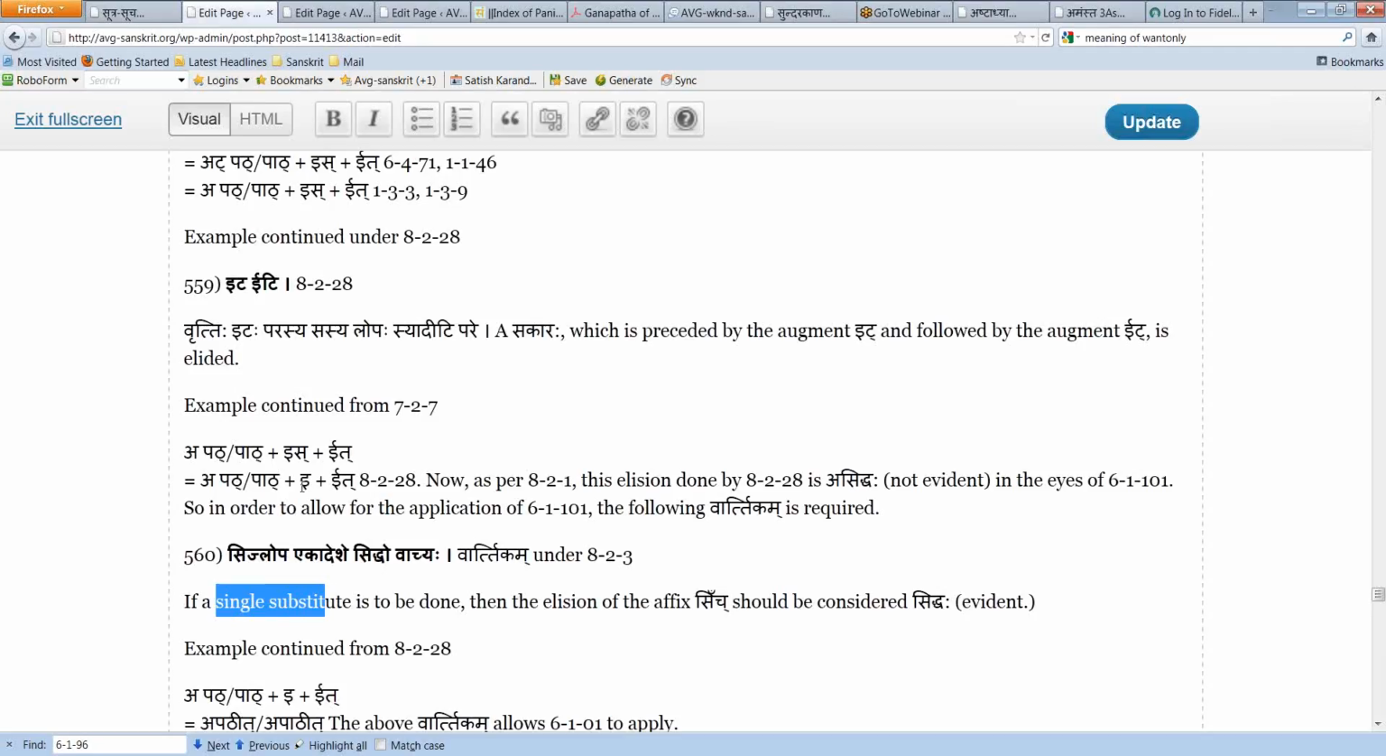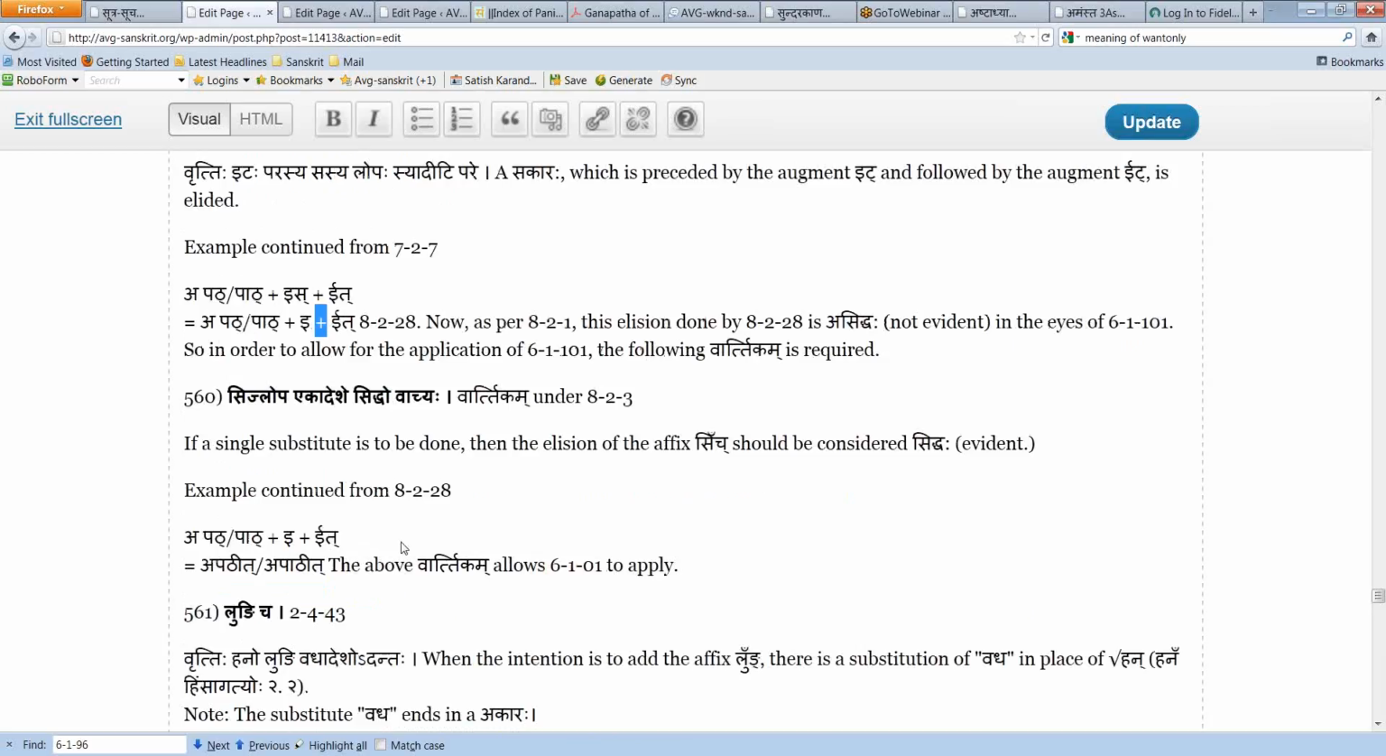So now we get, so the sich lopa becomes siddha, and then we apply, of course, the akasami dirgha. So this vartikam makes the sich lopa siddha, and then we can do akasami dirgha. We get the forms aparthit, aparthit.